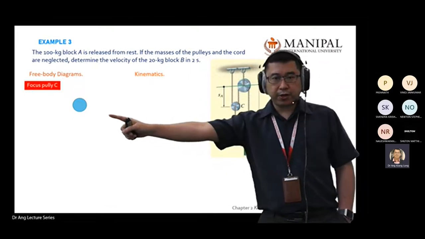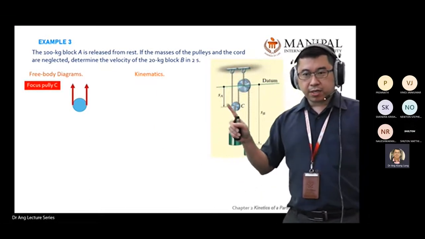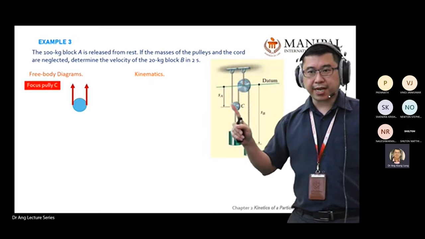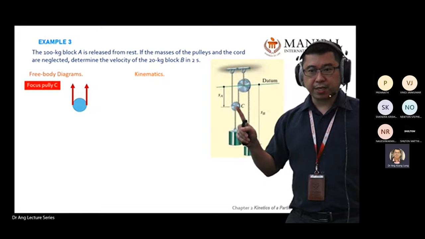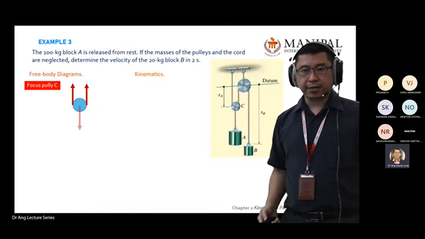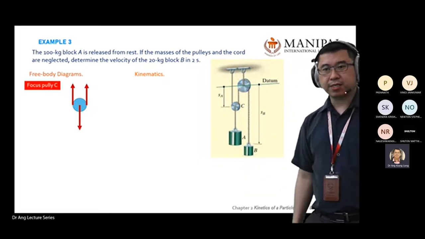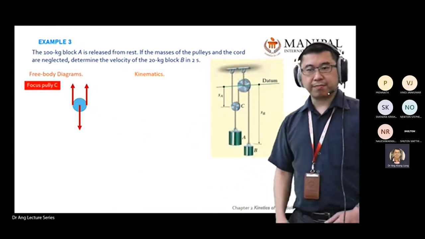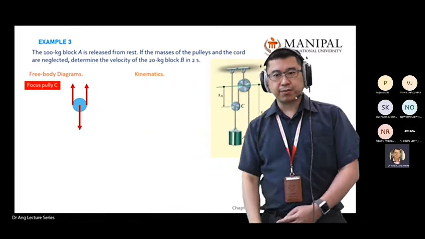So you focus the free body diagram on pulley C. You can draw the two lines going up, the forces pulling from this end going up, this end going up, and there's one force at the center of pulley C going down because of the mass of object A. So this is the first free body diagram you extract from this diagram. Any question on this diagram? You don't understand why the two arrows pointing up and one arrow pointing down?